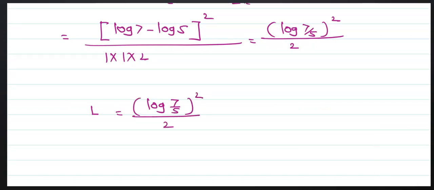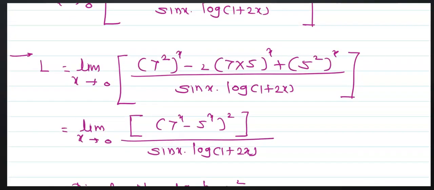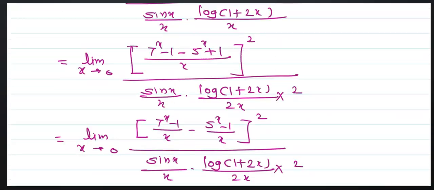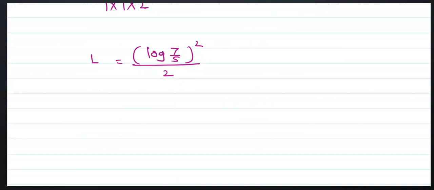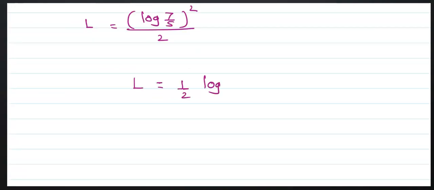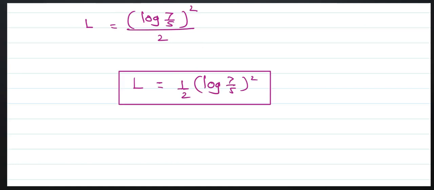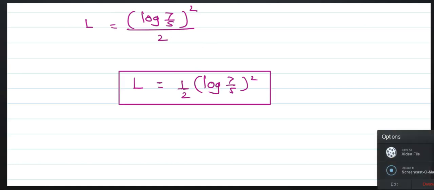And hence the answer, as in similar types of examples, is 1 upon 2 (log of 7 upon 5) bracket square. And in this way, we have completed the exercise 7.6. Now we'll see in the next video. Till then, goodbye.